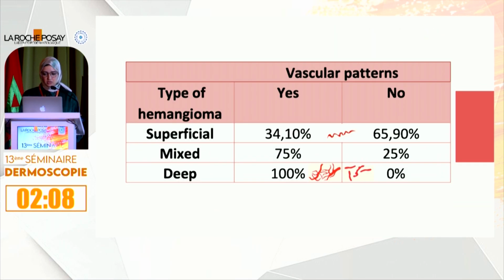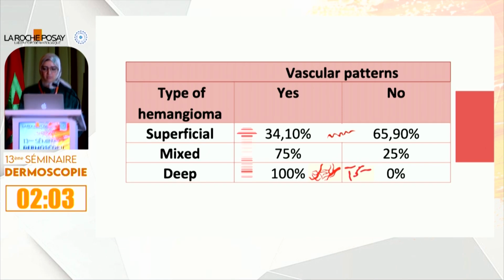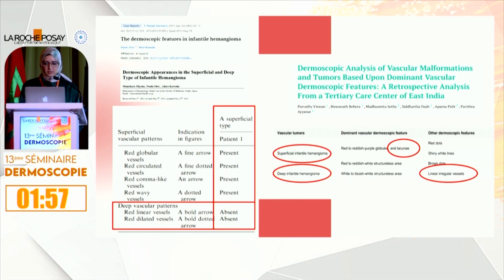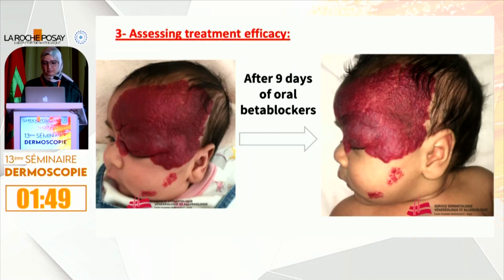In contrast, vessels, especially arborizing and linear dilated vessels, tend to be present in deep or mixed forms more than in superficial hemangiomas. This fact was confirmed by 3 studies in which deep vascular patterns, such as dilated vessels, were absent in the superficial type, while lacunae were present. Dermoscopy can also assess the treatment response.